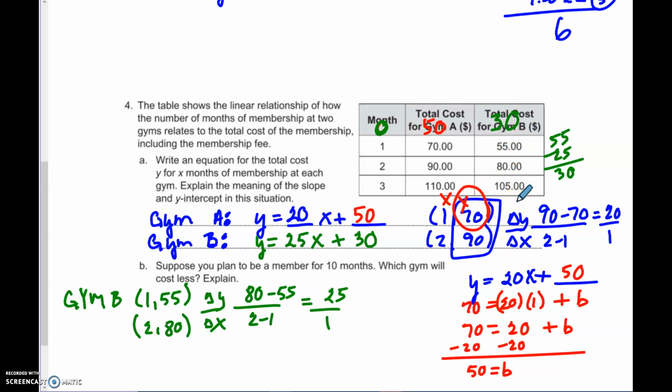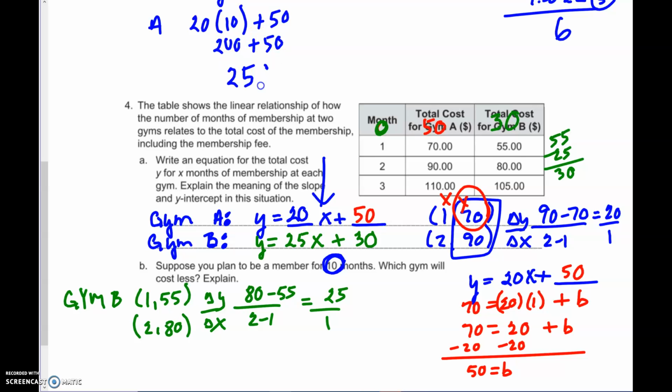So let's do Gym A, and Gym A is going to be 20 times 10 plus 50. See where I'm just plugging a number in here for x, and I'm plugging in the 10. So I have 200 plus 50. So it looks like Gym A is going to cost me $250.